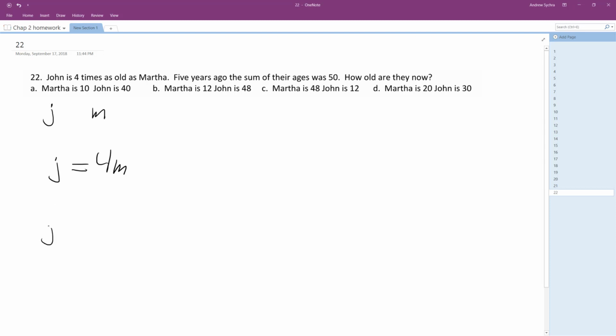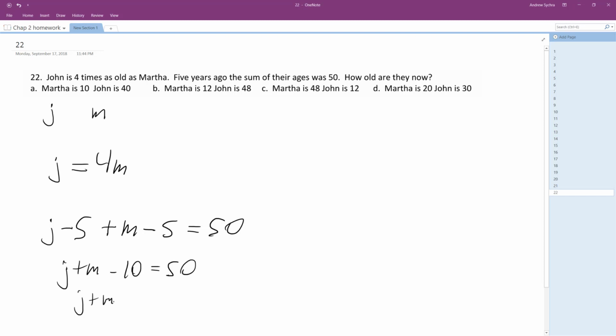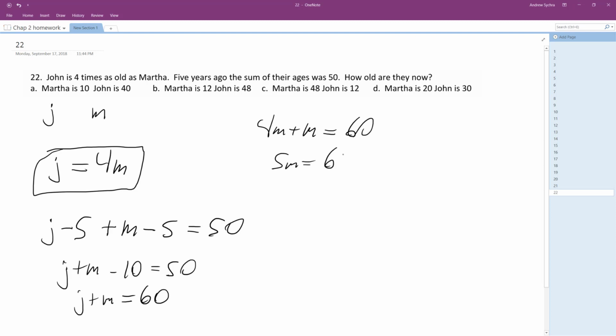So J minus 5 plus M minus 5 is equal to 50. So J plus M minus 10 equals 50. So J plus M equals 60. All right, then we can just sub in our J equals 4M. So we'll have 4M plus M equals 60. 5M equals 60. So divide by 5, divide by 5.